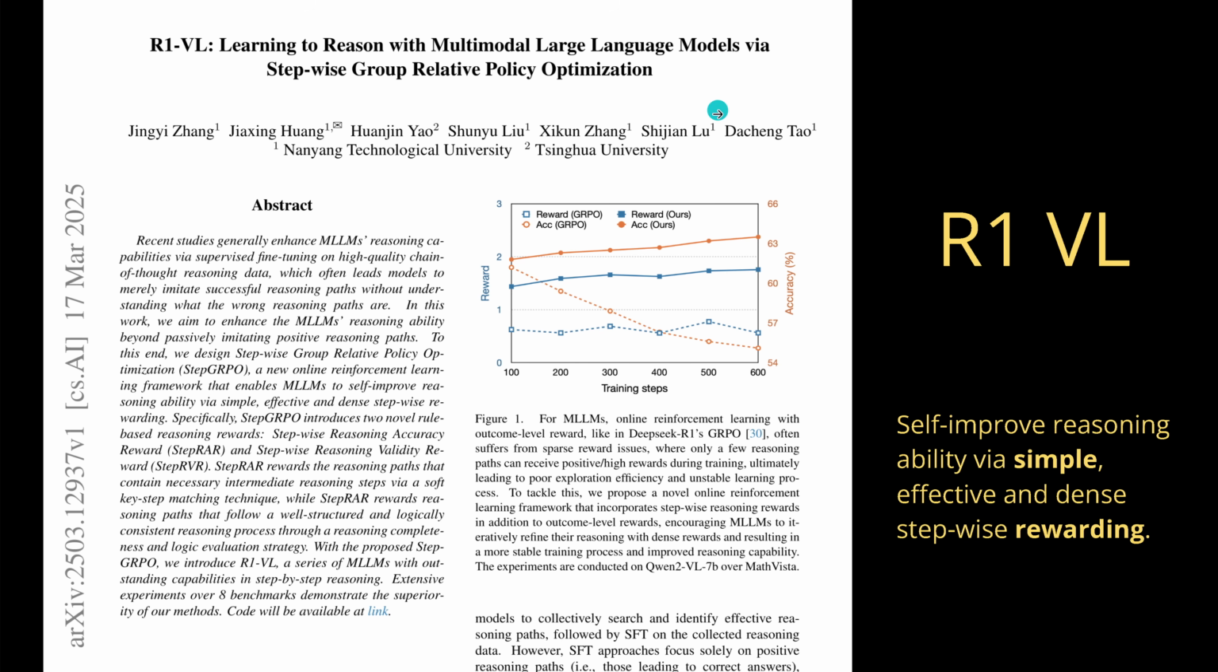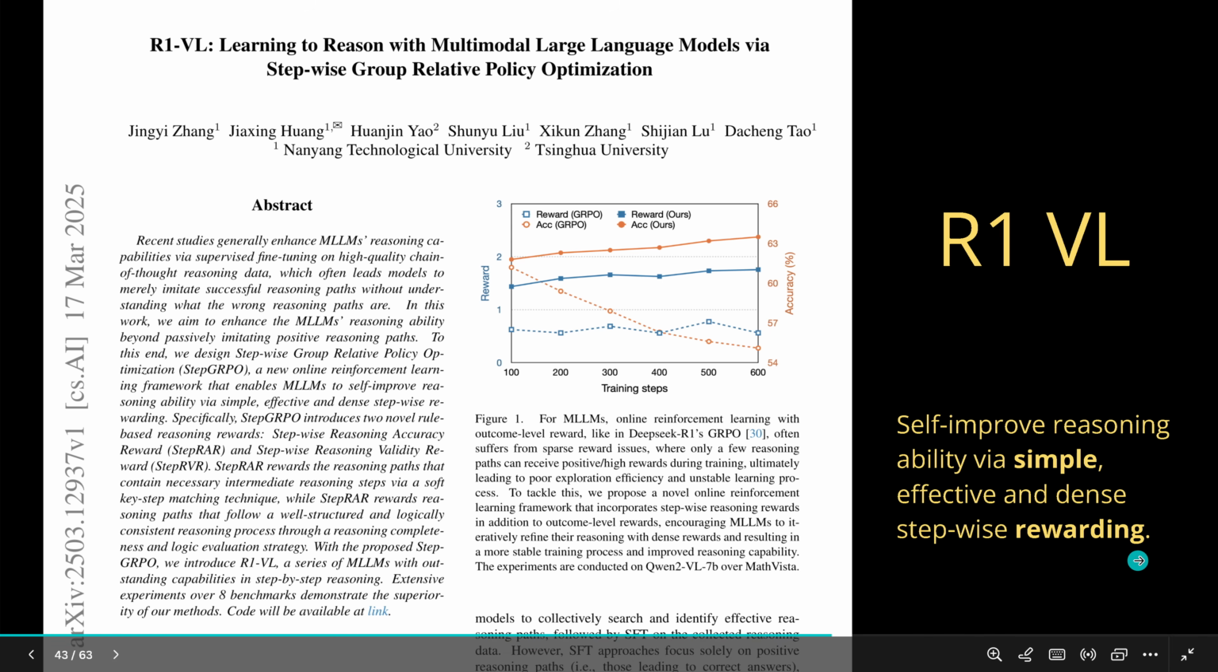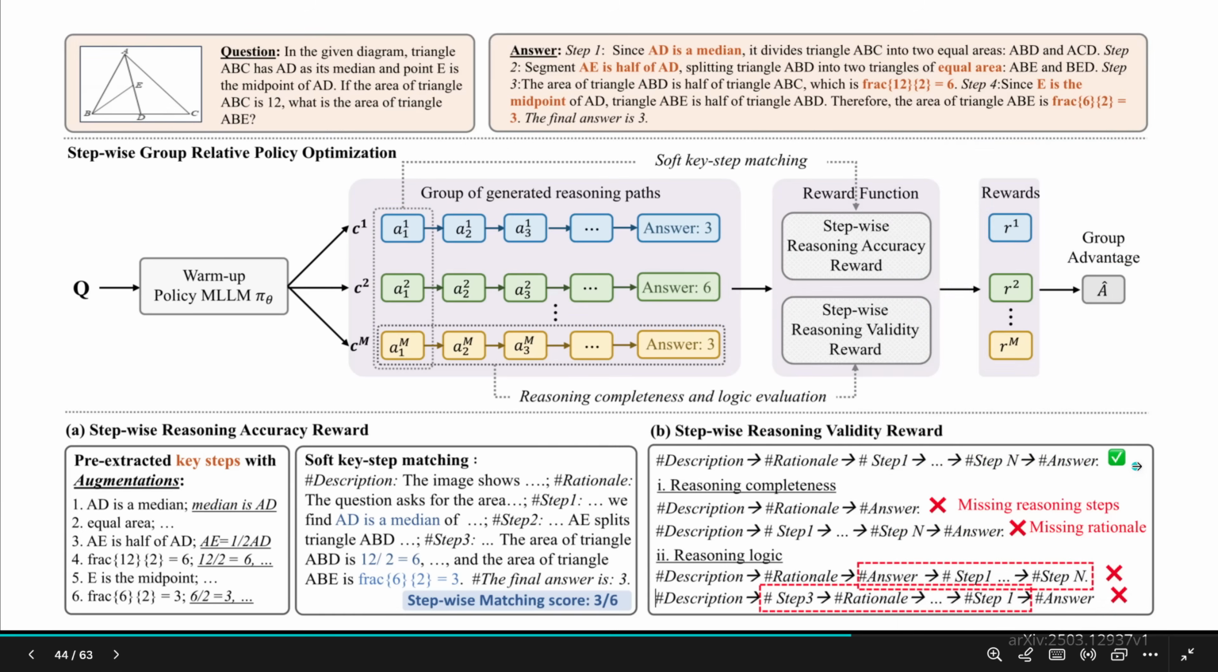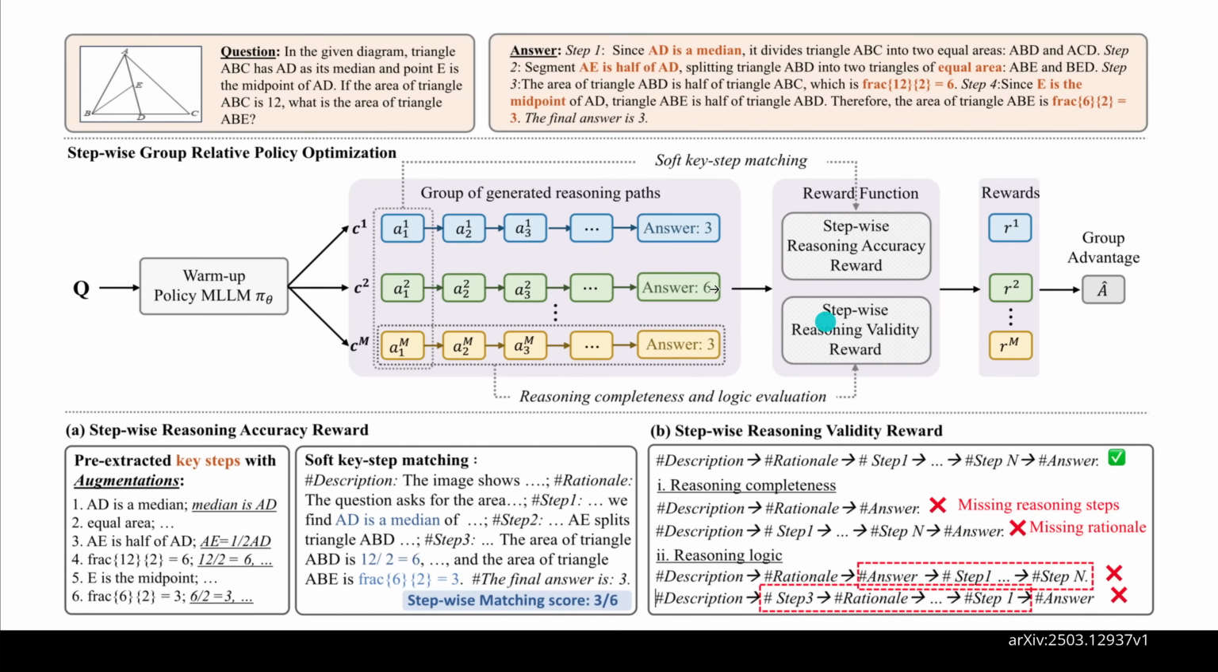So we stay within the world of R1 and GRPO, and now we try this experiment to make the first jump to a vision language model, but based on the R1 methodology. Great. So what we want is a model that is self-improving its reasoning via a simple, effective, and dense stepwise rewarding. So let's have a look at this. This is the official page here. If you want to go there, beautiful.